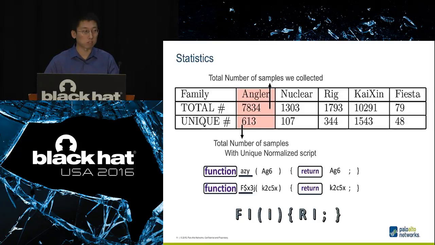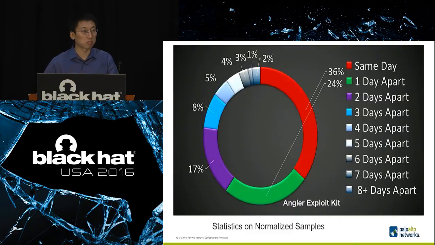We further analyzed why so many samples have the same code structure. We found that the majority of the samples were collected on the same day or within 1 or 2 days of each other. For example, for the Angular samples we collected, among the samples that have the same code structure, 36% were collected on the same day, and 24% were collected 1 day apart.